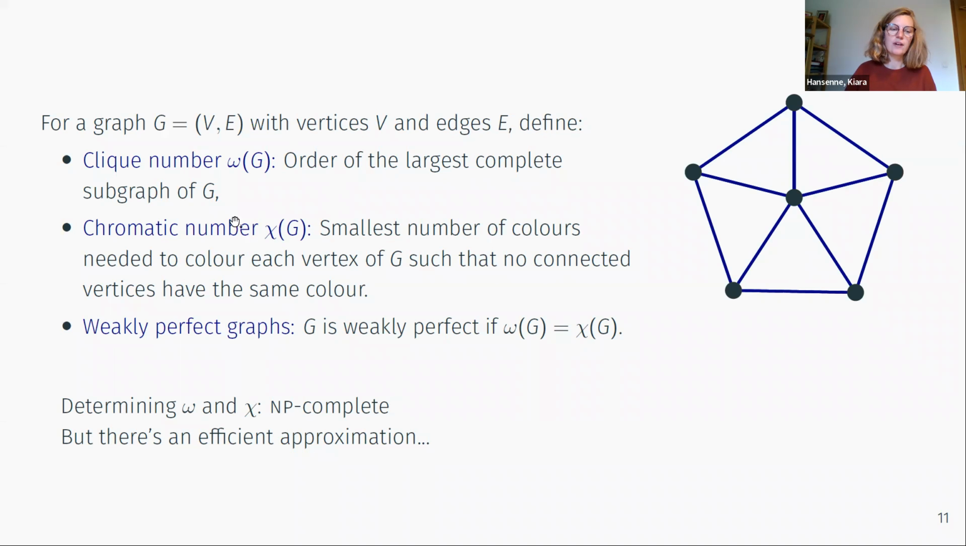And then we can also define the chromatic number, and this is going to be the smallest number of colors needed to color each vertex of G, such that no connected vertices have the same color. So this sounds a bit arbitrary and complicated, but it's actually quite simple.